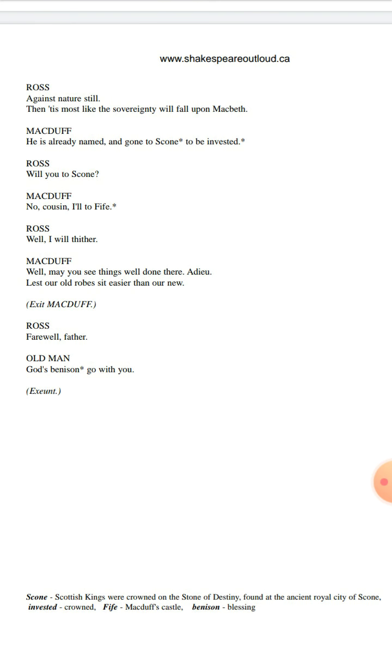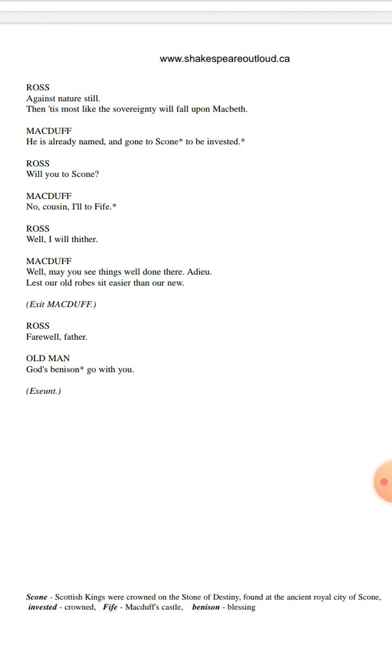Macduff: Well, may you see things well done there. Adieu, lest our old robes sit easier than our new. Macduff says that I wish and hope you may see the whole function peacefully performed. Adieu means farewell. So let us hope that it would be easy for us to accommodate ourselves to the present new conditions.